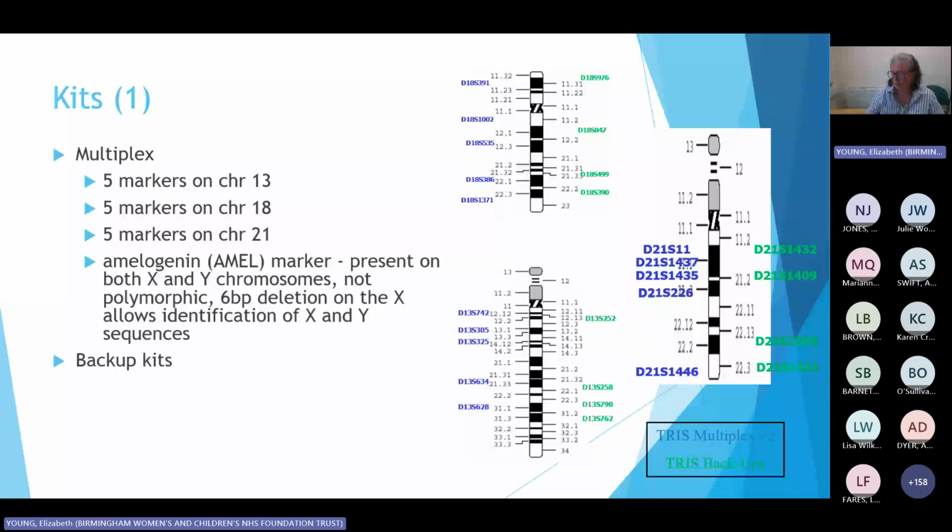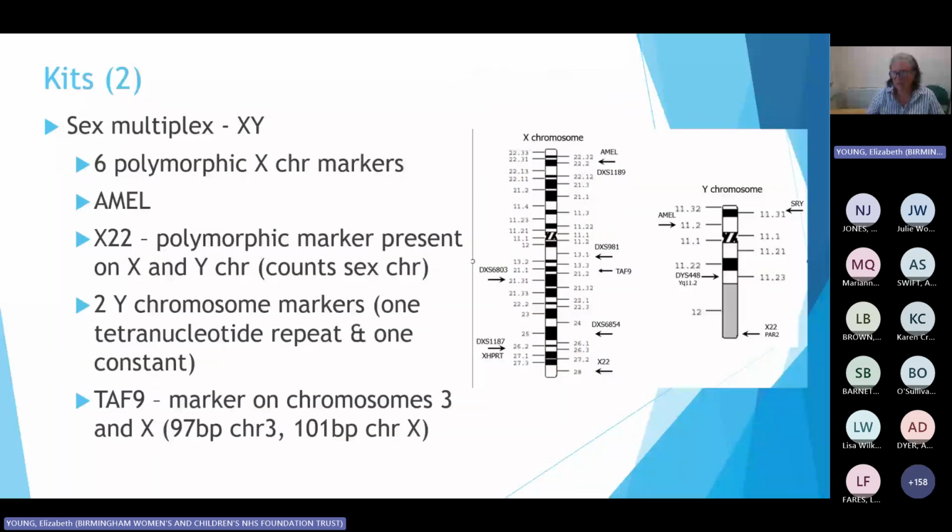We do also have a kit where we suspect that the fetus may have Turner syndrome, monosomy X, and this will look at the markers on chromosomes X and Y. This will just count the sex chromosomes and tell us whether the fetus is XX, XY, or XO for Turner syndrome.